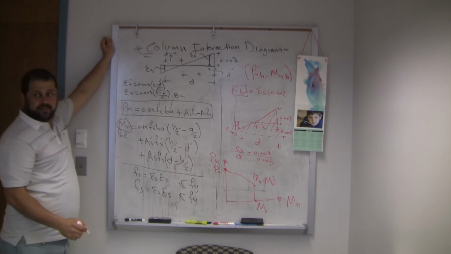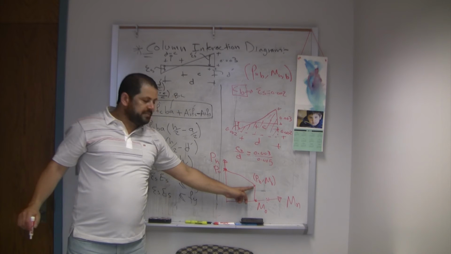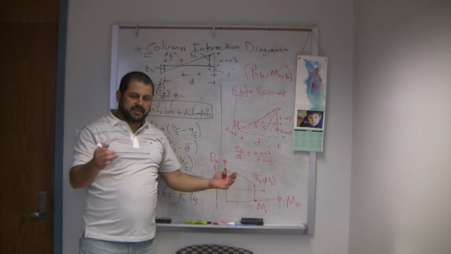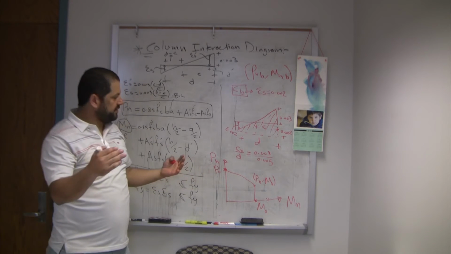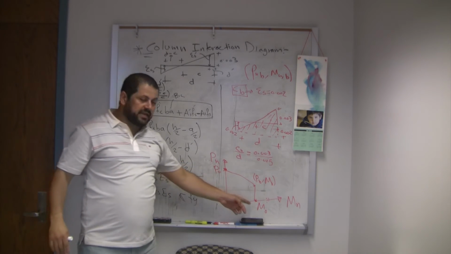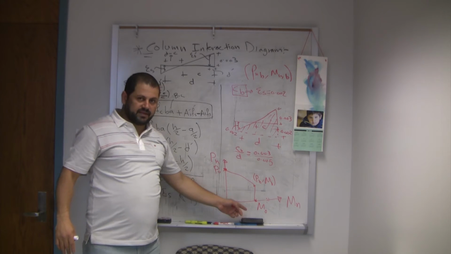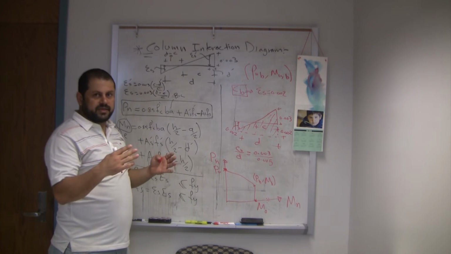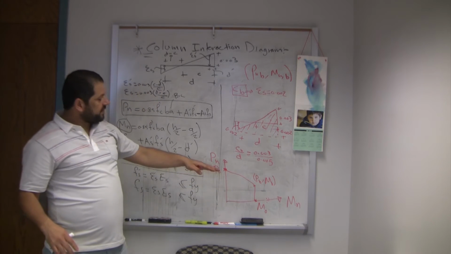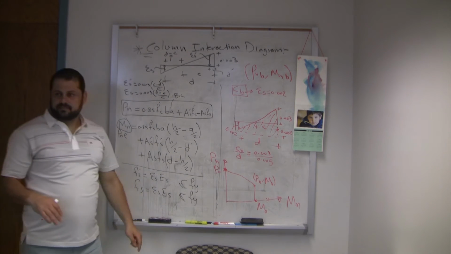Something like that. This is again C balance. Corresponding to C balance is E balance. Okay? If the eccentricity increases, it means the moment increases. If the eccentricity increases, it means C decreases.